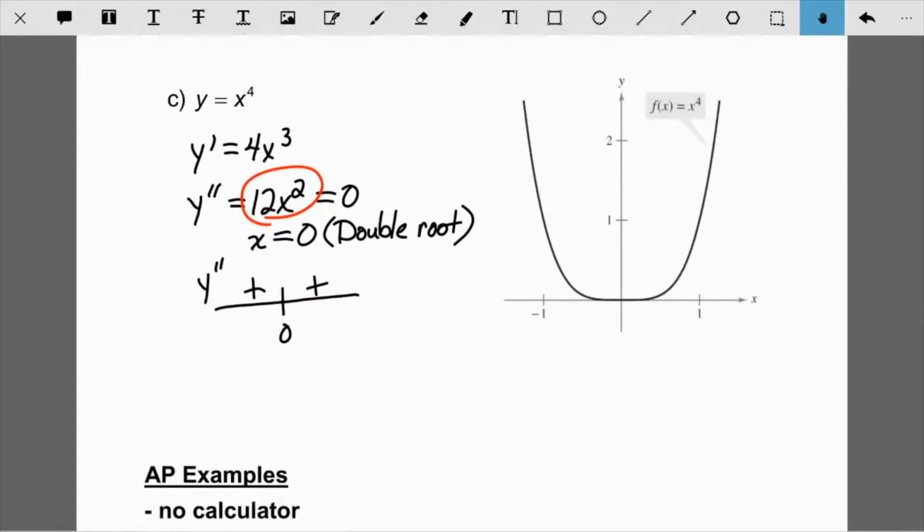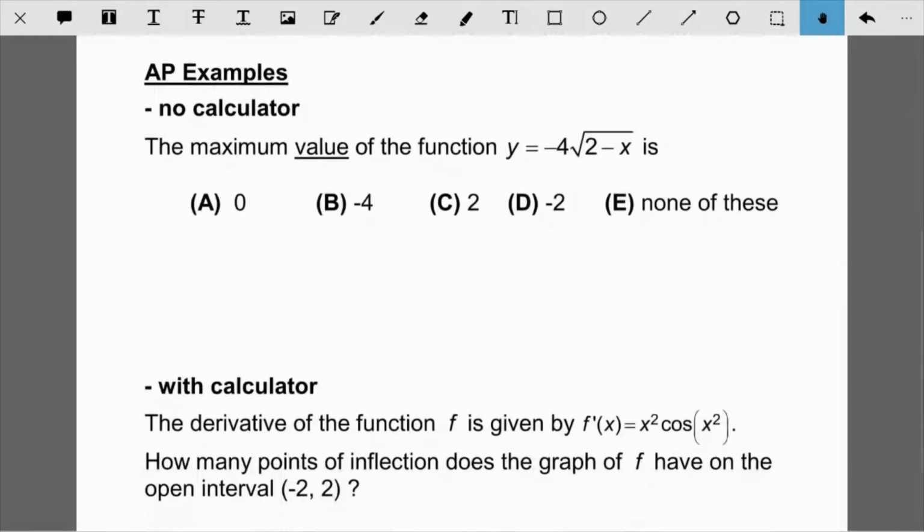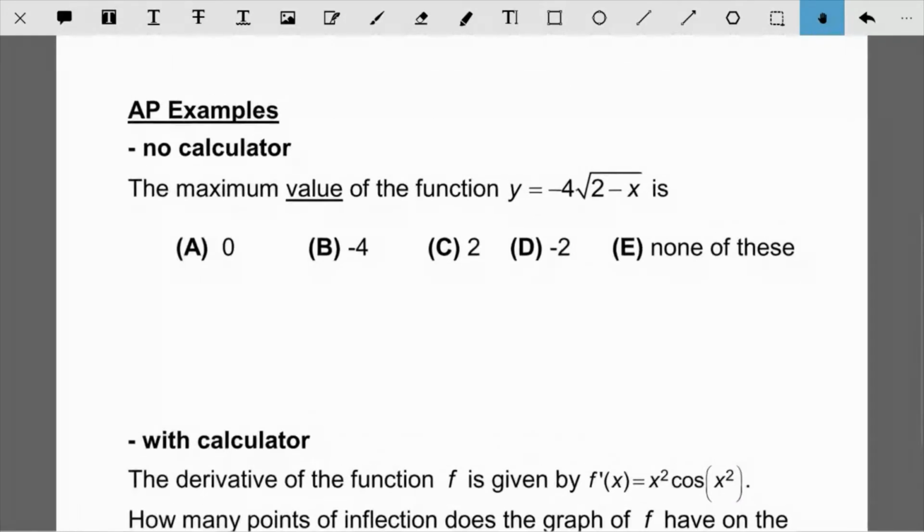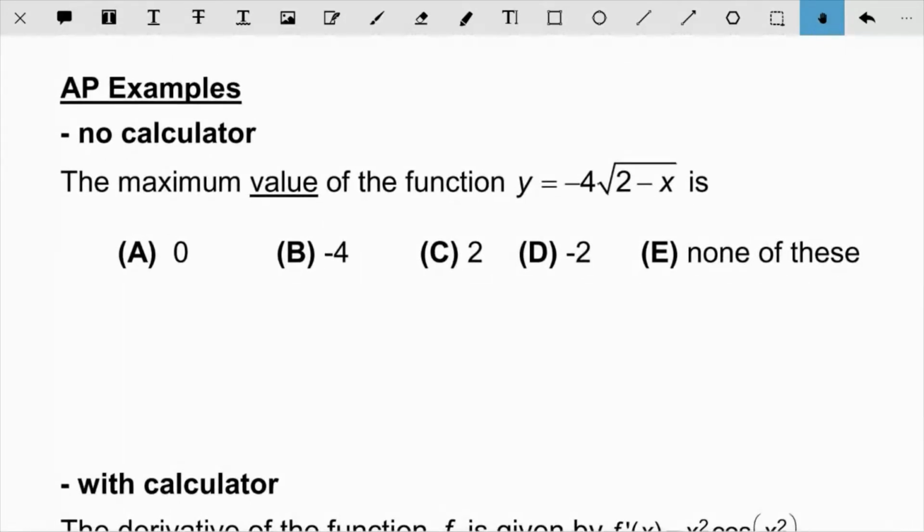All right, so we're going to spend a lot more time on this section next time. So we still have to talk about how do we put all this information together to interpret what the graph of a function would look like. But what I want to do here, at this sort of midpoint of this section that we're in, is go through a couple of AP examples and show you how these would work.